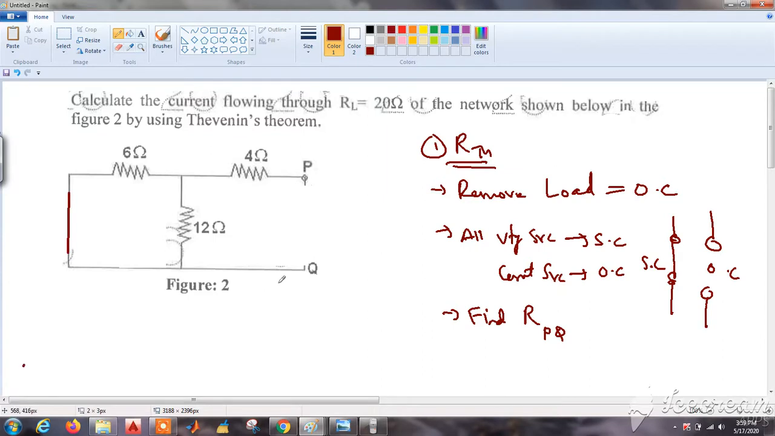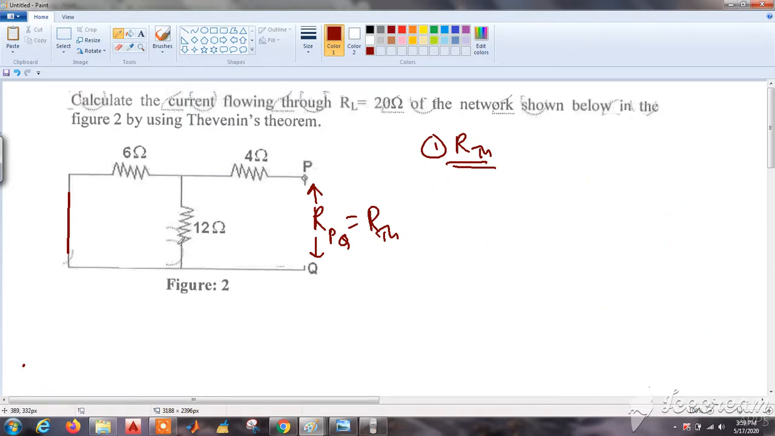like this. Now we have to find the resistance where we have removed our load. We have to find the resistance between P and Q, that is, we can say RPQ, and this RPQ will be equivalent to our RTh. It is our RTh. So let us find it.